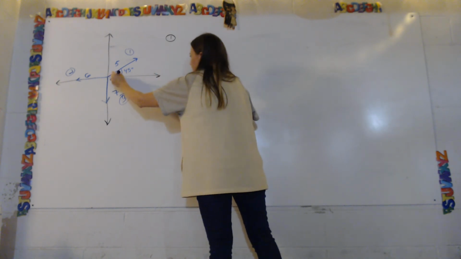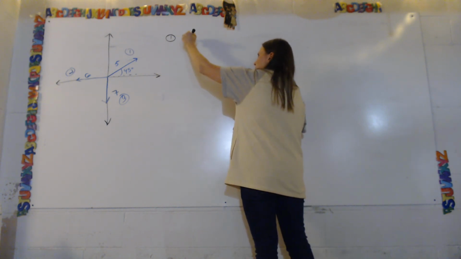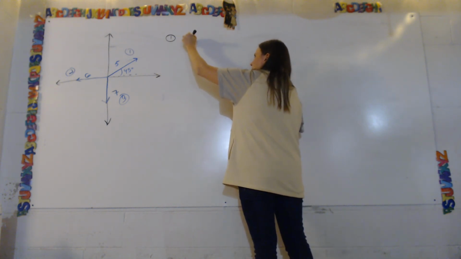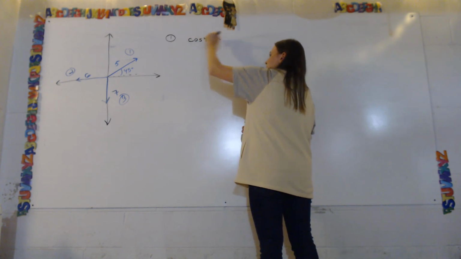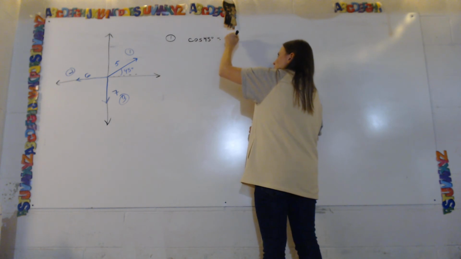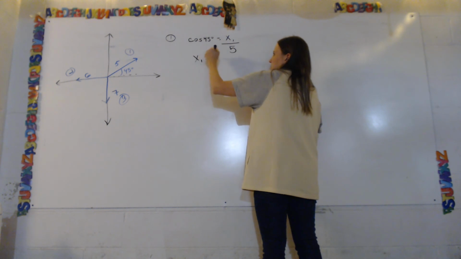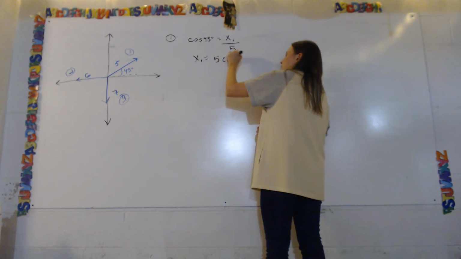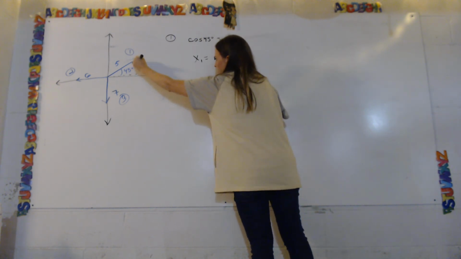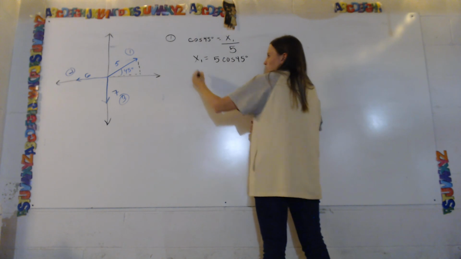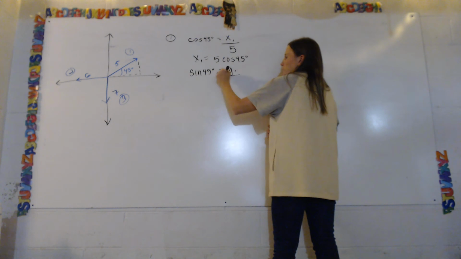So, x is adjacent to the angle. So, we can say that the cosine, sorry, I almost wrote sine. Cosine of 45 degrees is equal to the adjacent, which is x1, divided by the hypotenuse, which is 5. So x1 is equal to 5 times the cosine of 45 degrees. And we can say that the y, this vertical piece, if I were to draw that, is opposite. So we could say the sine of 45 degrees is equal to y1 over 5.